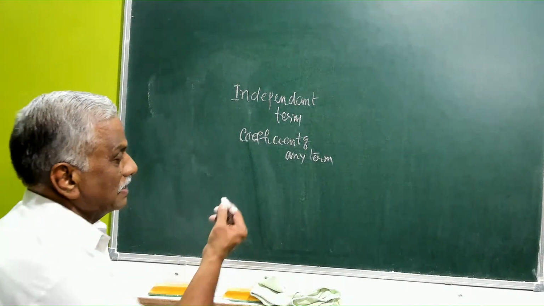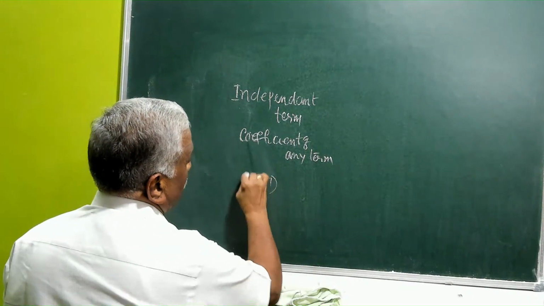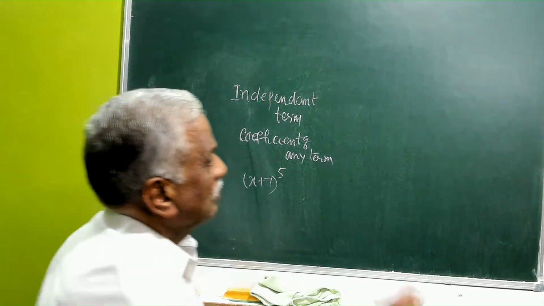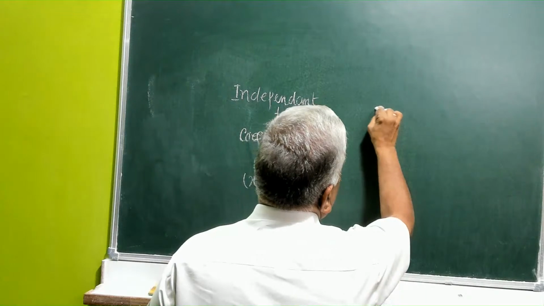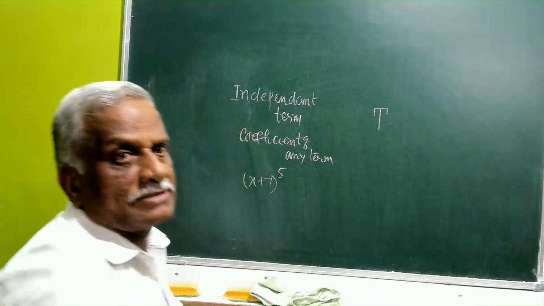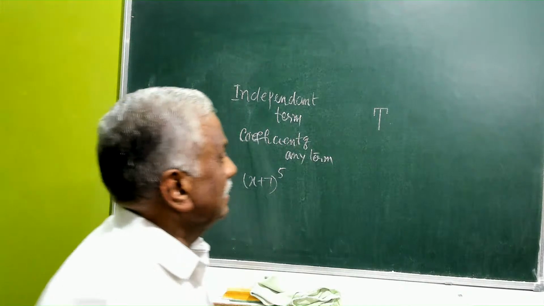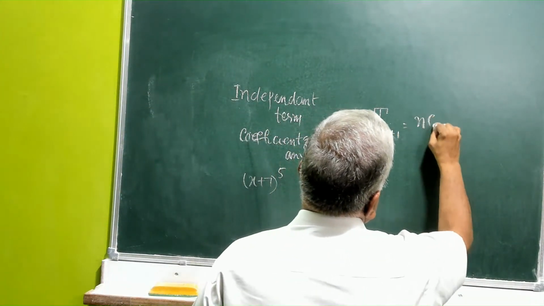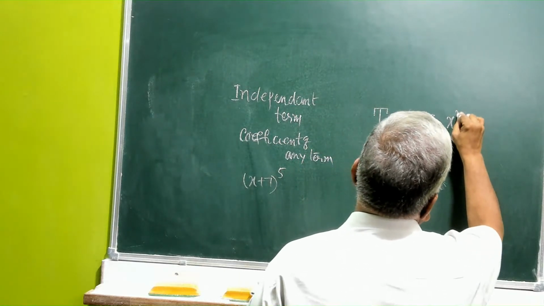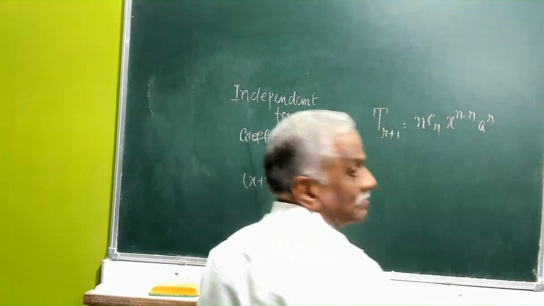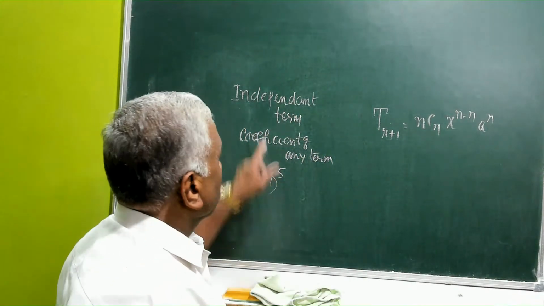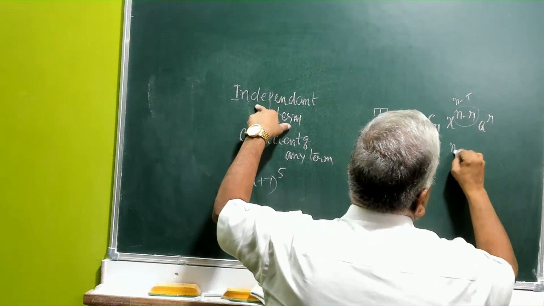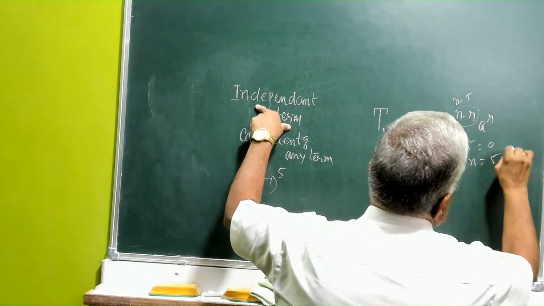Independent term they will ask. Some expansions are given, (x plus 7) to the power of 5 or 6. They want an independent term, something like this. For all that, I'm just explaining orally, will not work out any particular problem, because so far they have not asked. The possibility is that you write the formula T(r plus 1) is equal to nCr x to the power of n minus r a to the power of r. Now, if you want an independent term, whatever number you have got, supposing you have got n minus 5 equal to 0, so n is equal to 5, fifth term.